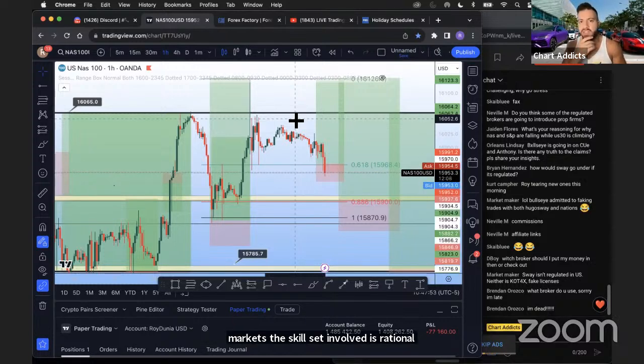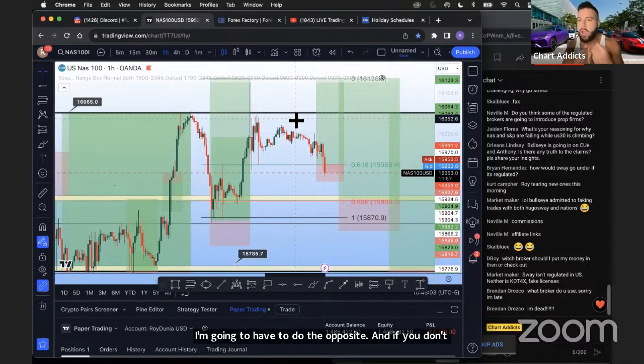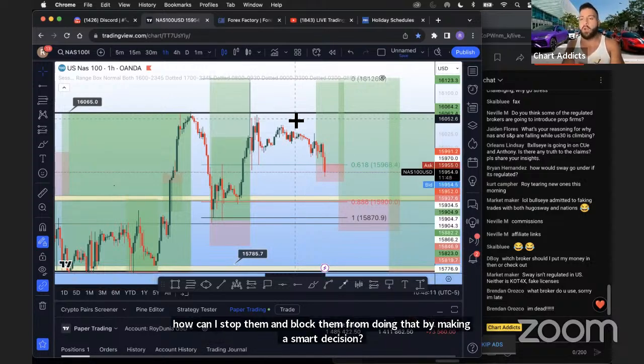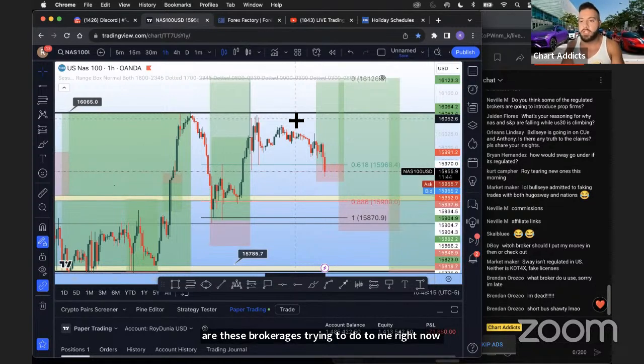You've got to look at the markets and say, what are they trying to do? Oh, they're trying to get me to do this thing. I'm going to have to do the opposite. And if you don't have that mindset built, where you're trying to figure out what your opposition is trying to do to you, and how you can stop and block them from doing that by making a smart decision, then you're not going to be successful at trading. What are these brokerages trying to do to me right now? And then use that information to figure out what you should be doing.